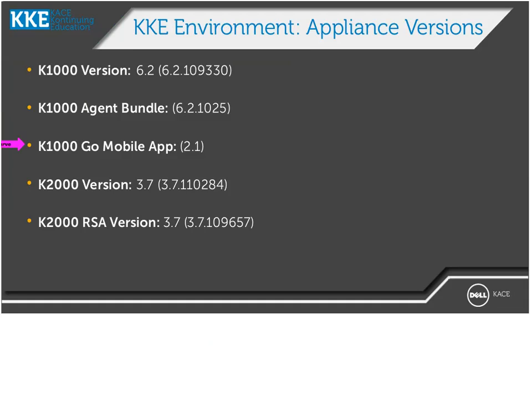The mobile app, I think, is on version 2.1, and the K1000 has been updated to 3.7 at the beginning of December. So we get 3.7.110.8.4, or for the remote site appliance, 3.7.109.657.